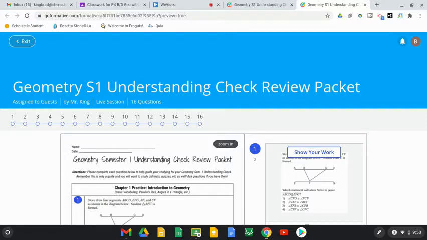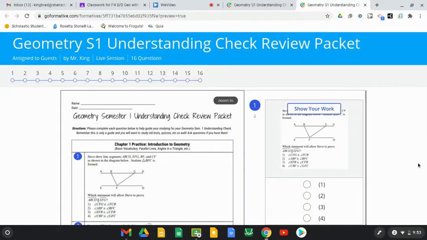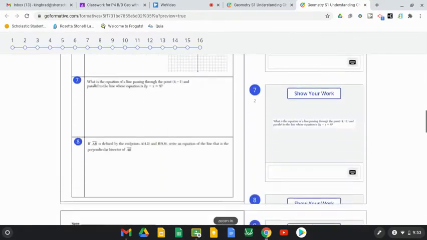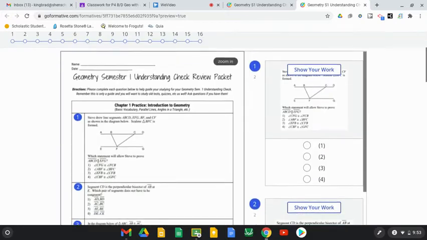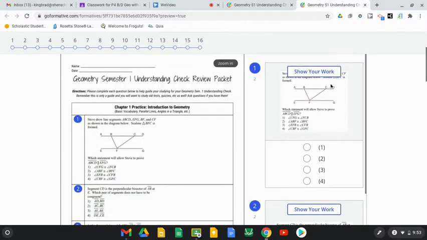Up top, it tells you how many questions there are. So we have 16 in this, and then as you scroll through, you see the questions. All right. And you notice on one side is the worksheet, and another is literally like the smaller diagram. So you're actually able to write on this.